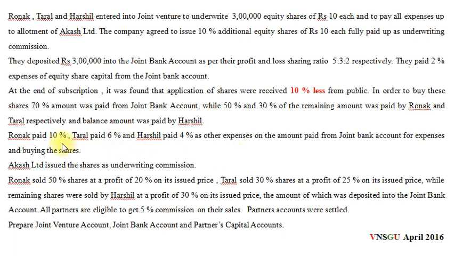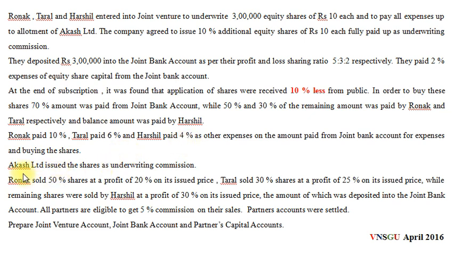Now Ronak is going to pay 10% of 2,70,000, that is 27,000. Taral is going to pay 6% of 2,70,000, and Harshil is going to pay 4% of 2,70,000 as expense for joint venture. And our accounting entry for this will be joint venture account debit, to Ronak capital account, to Taral capital account, and to Harshil capital account, like this.